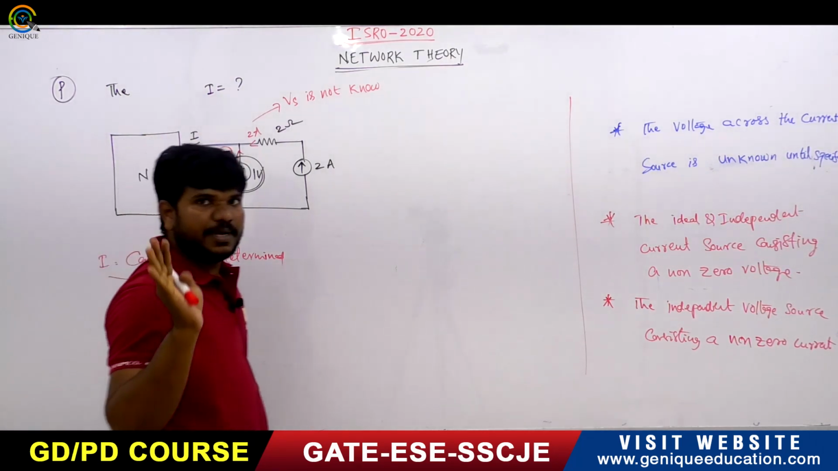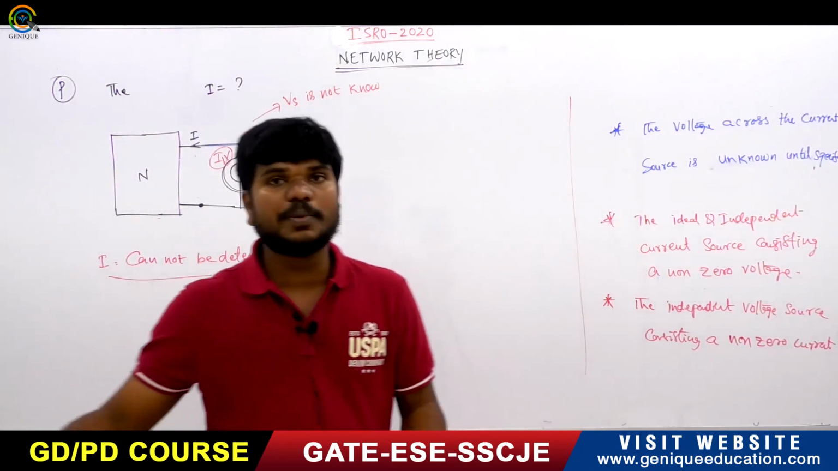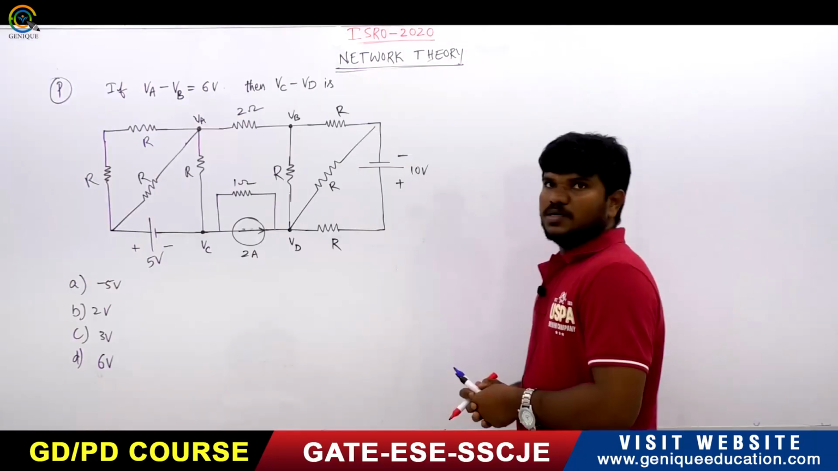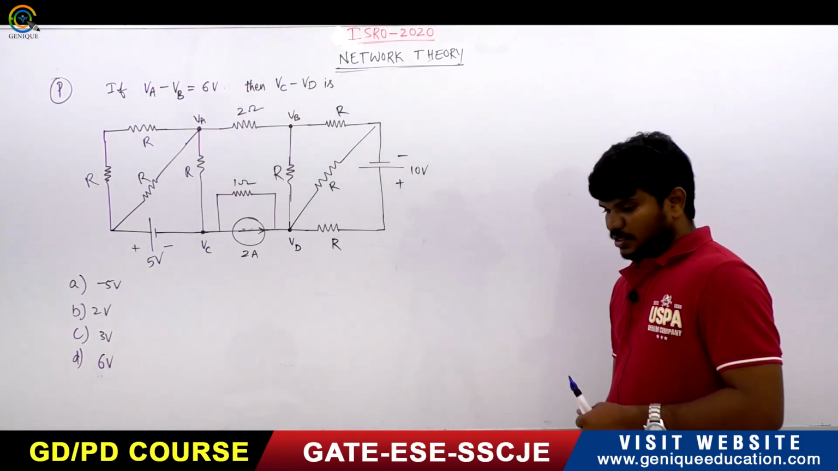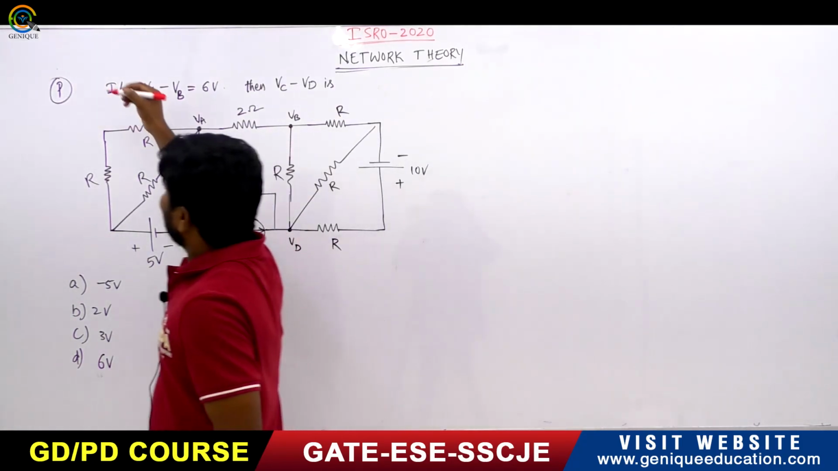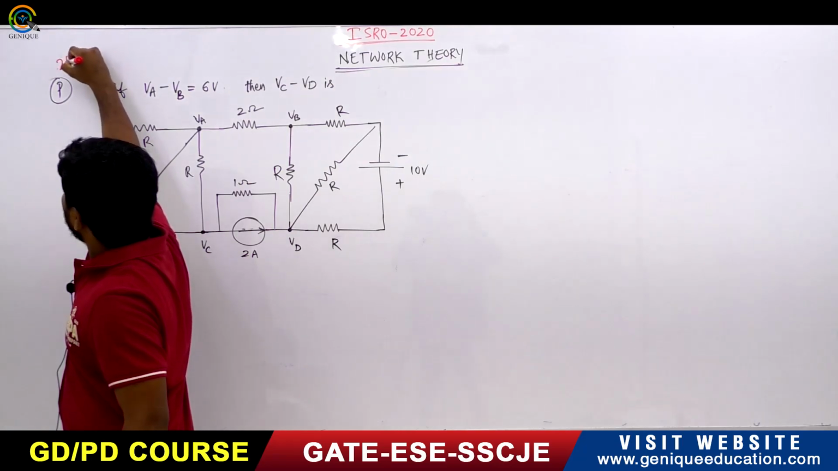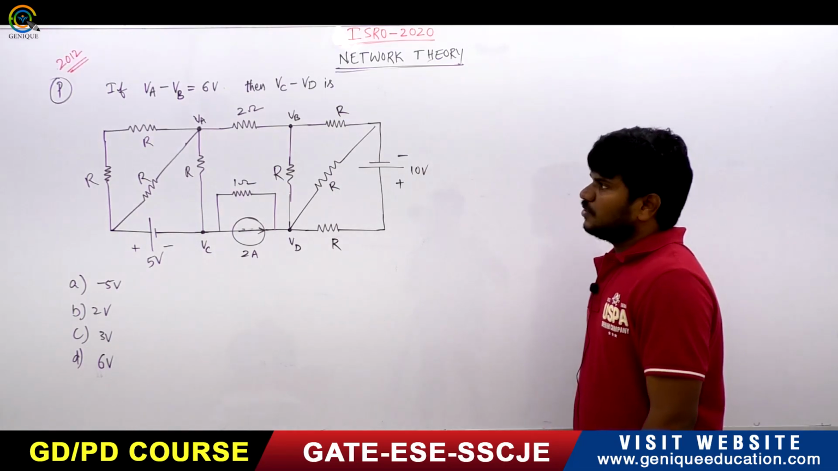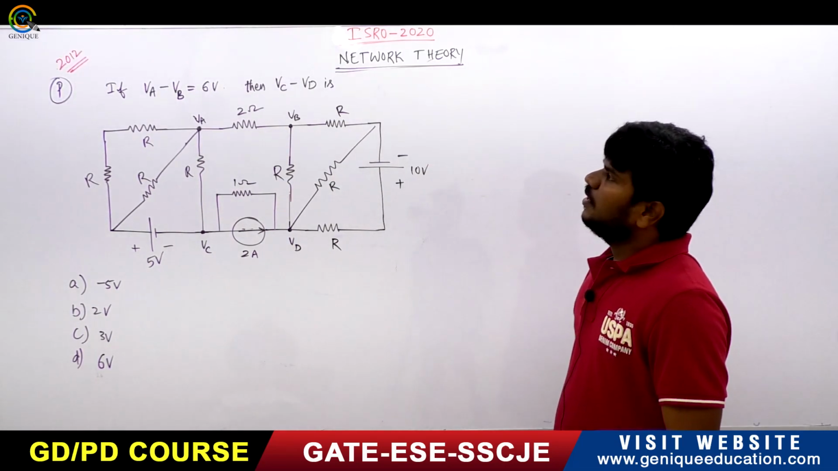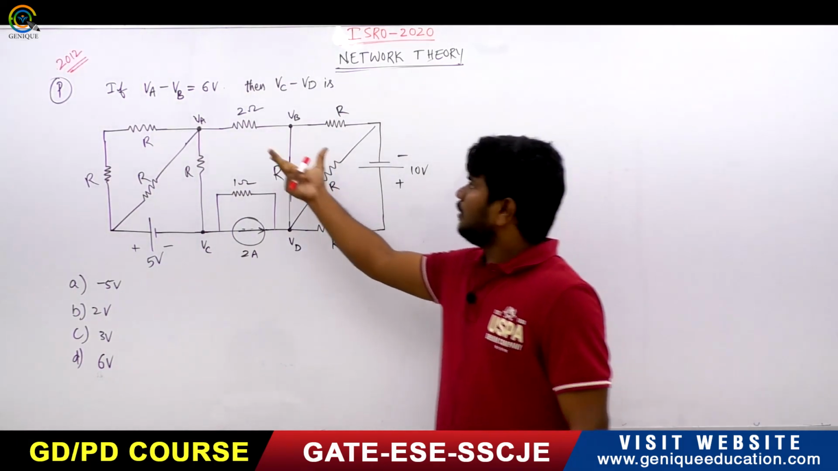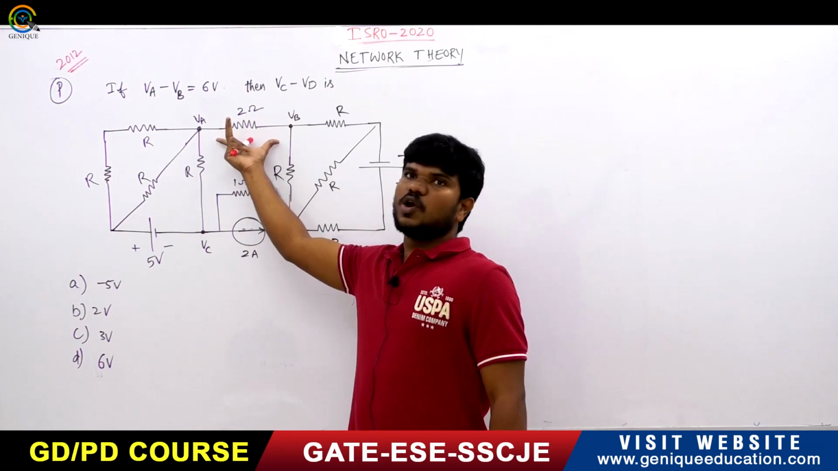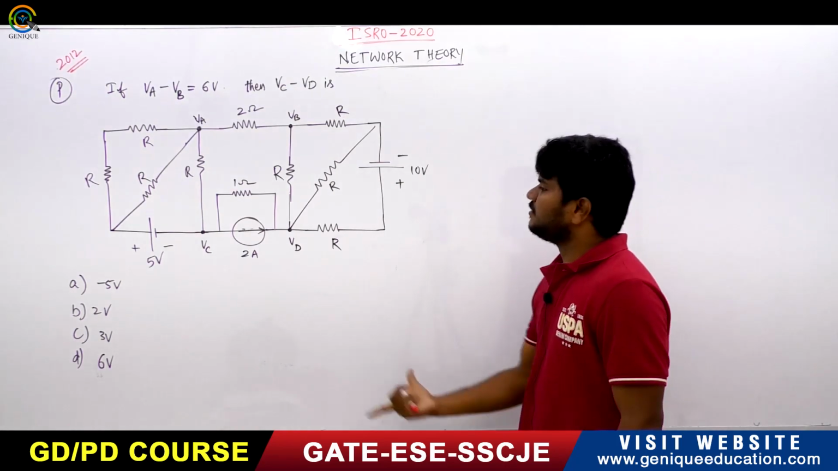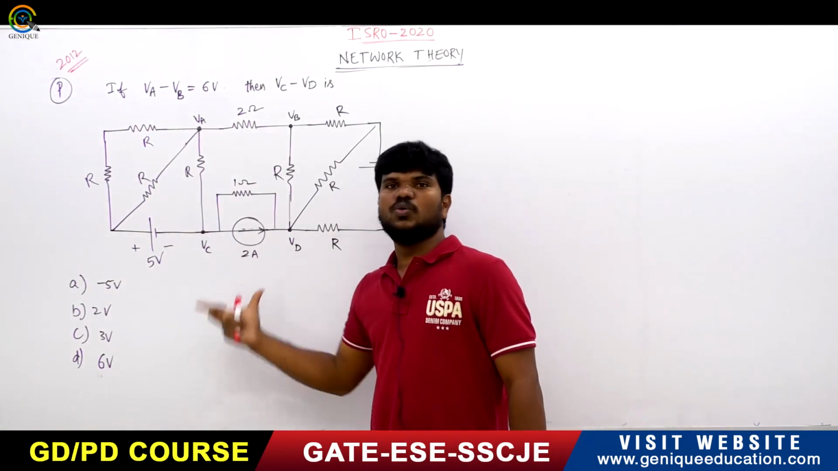So these kinds of problems must be remembered. It cannot be determined until it is given. So this is the next question. It's a very good question. It was asked in GATE 2012. If you observe this question, VA minus VB is given. That means the voltage drop across this 2 ohm resistor is given, right? He asked us to find VC minus VD, the voltage difference between these two.